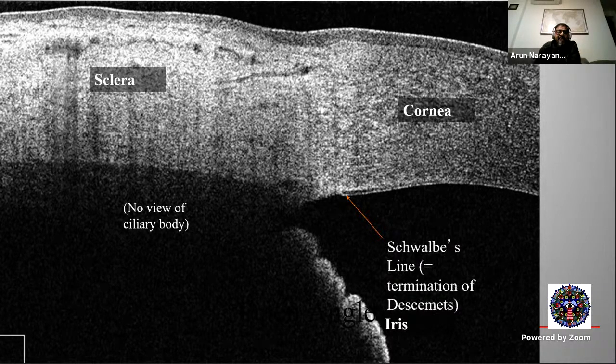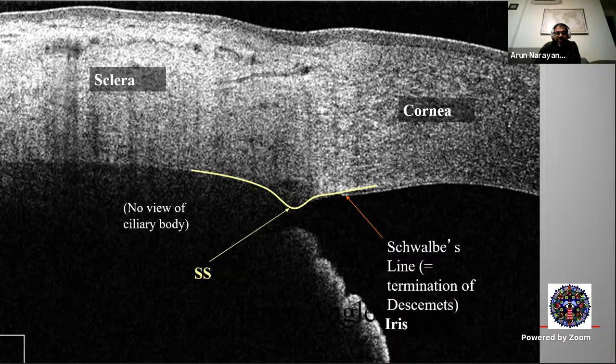You're able to identify the termination of the descemet's membrane, the Schwalbe's line. Scleral spur, not the best, but still can be seen. And you're able to see the trabecular meshwork. Now the point is whether this helped change how we can use it to determine whether the angle is closed or not.